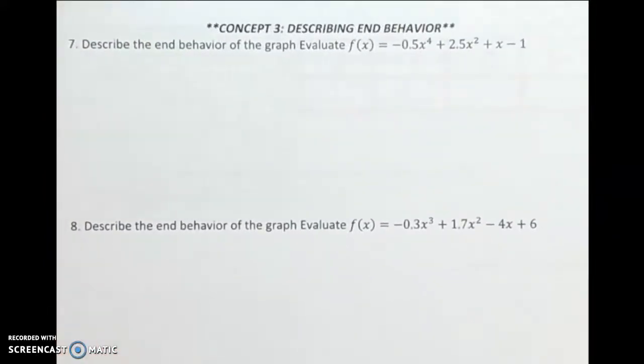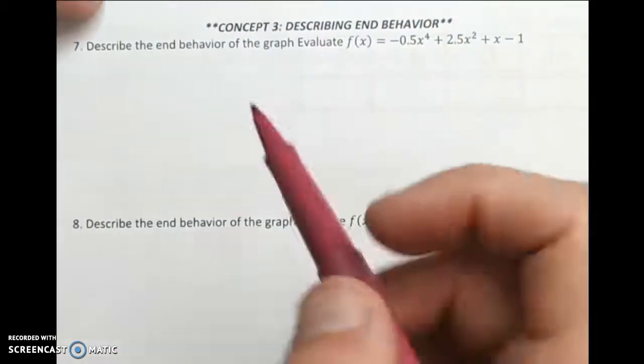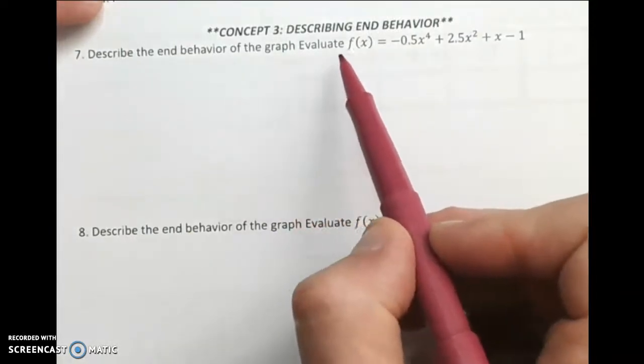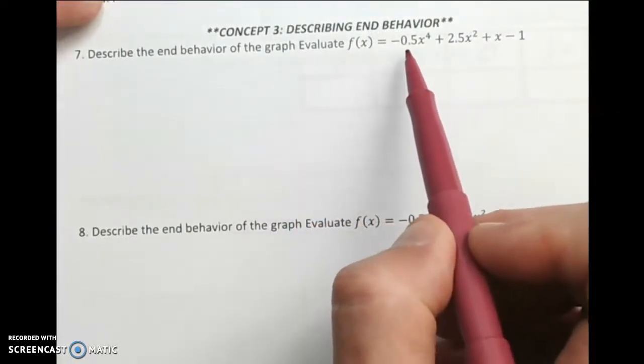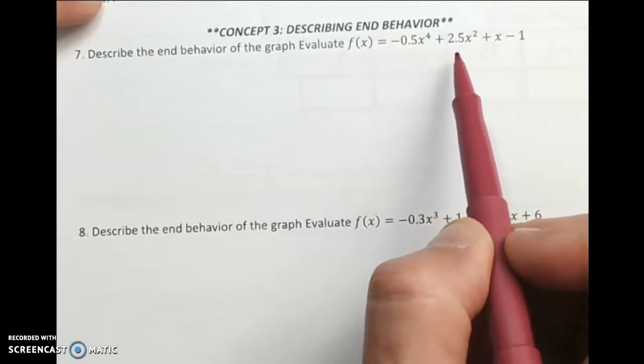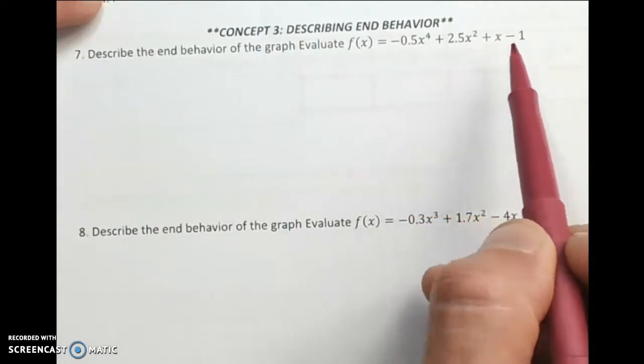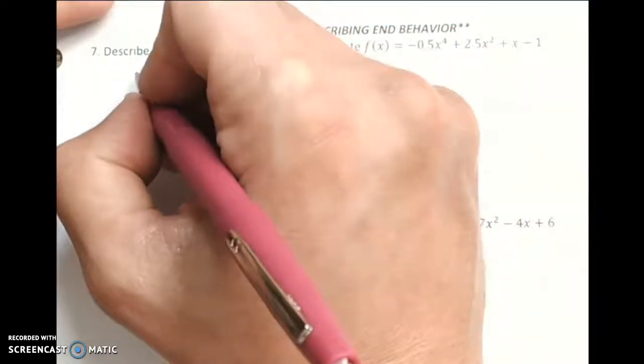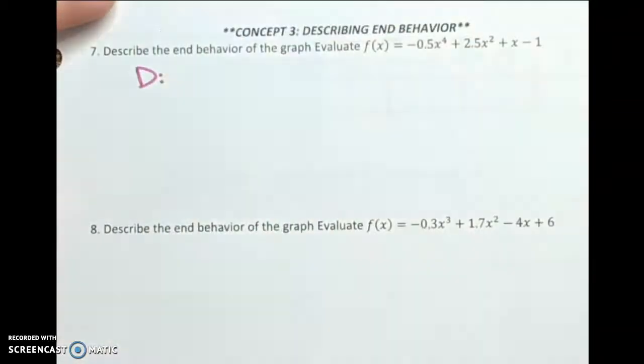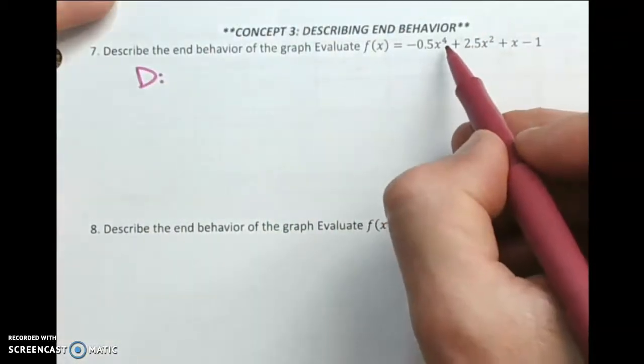Describing end behavior. Alright. So, it says describe the end behavior of the graph. Evaluate f of x equals negative 0.5 x to the 4th power plus 2.5 x squared plus x minus 1. Alright, first things first, I want to identify my degree. My degree is 4.